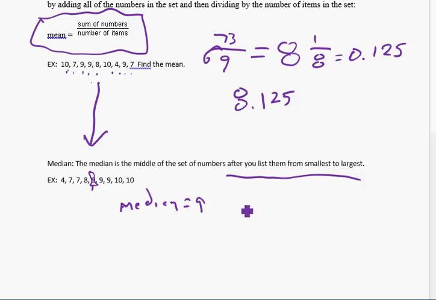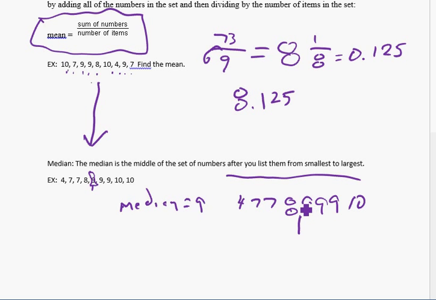But now let's say instead of having 9 numbers, what if we just had 8 numbers? What if we had 4, 7, 7, 8, 9, 9, 9, and instead of 2 10s, we just had 1 10. So now the middle would be right in between these two. And when that happens, when you have an even number in your set, you take the average of these two numbers. And the average of 8 and 9, add them up and divide by 2.